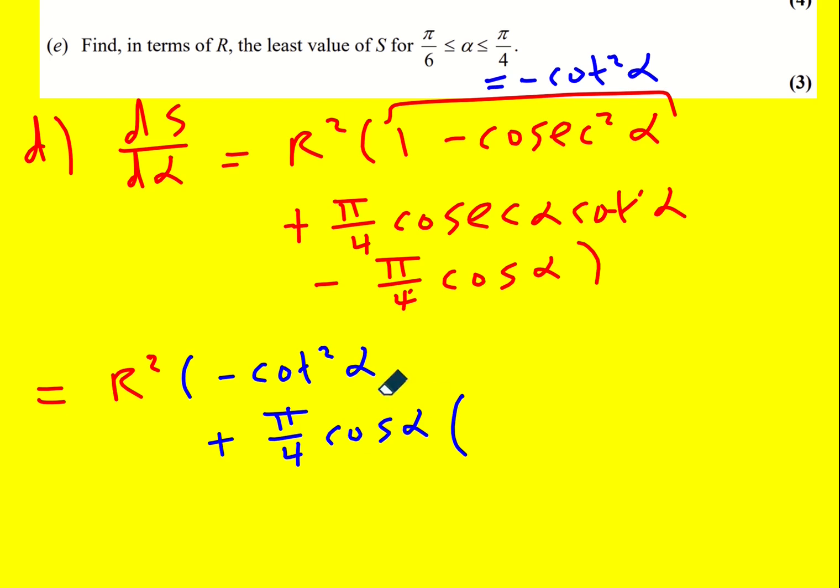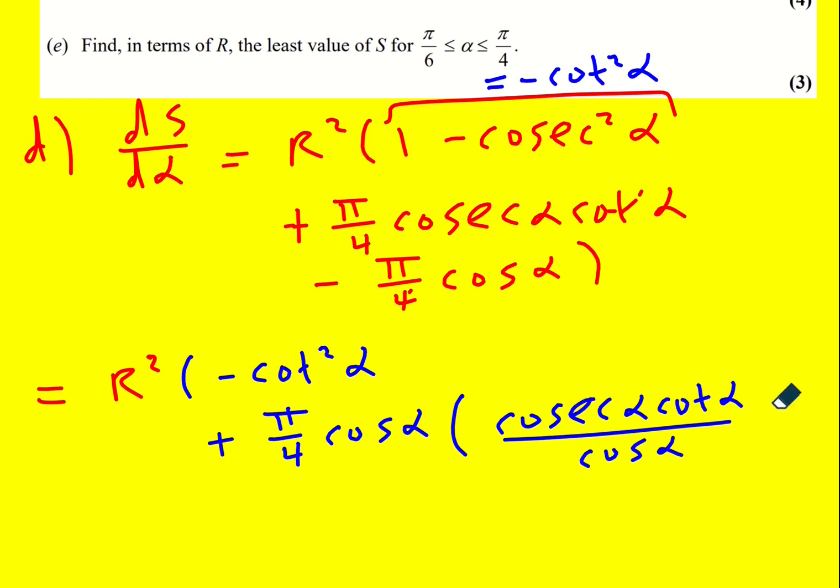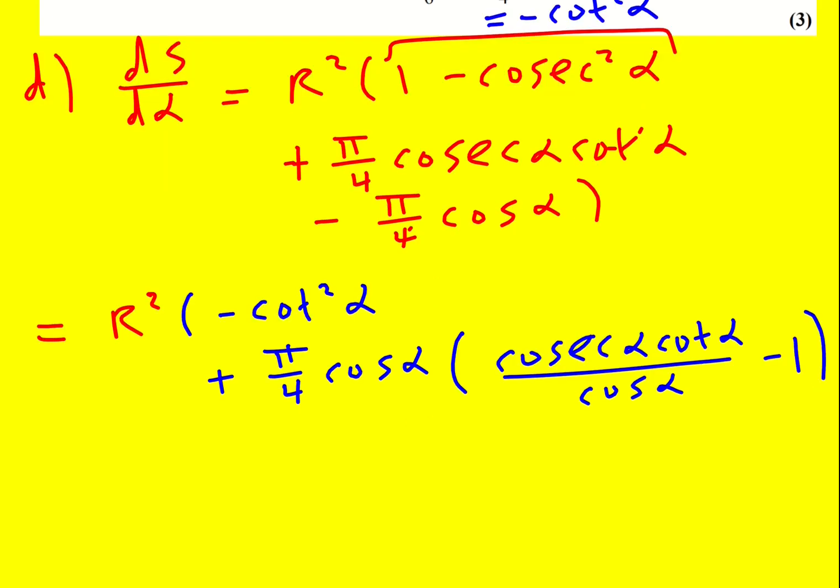Need to do it on another line, I'm sorry. Now when I factorize, I need to take a bit more time, so I'm going to get cosec alpha cot alpha, but I need to divide by cos alpha. That's what I was trying to say. And then it's going to be minus 1. That's all multiplied by r squared.